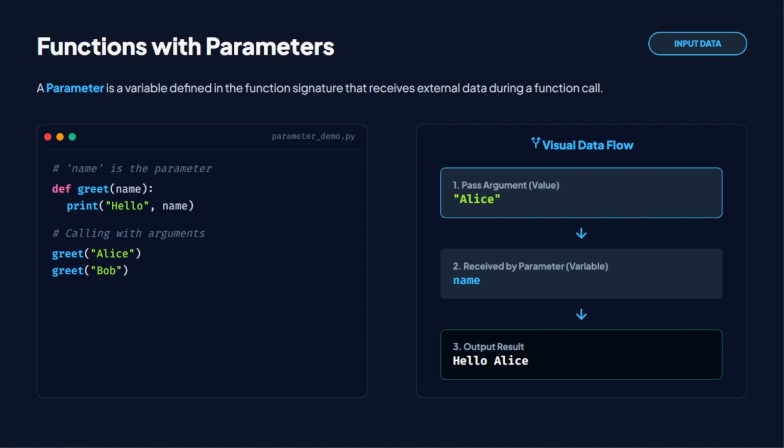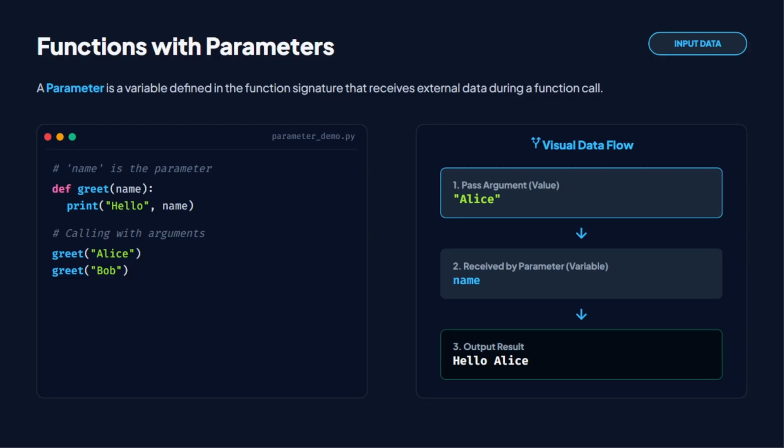Now let's clear up one of our biggest beginner confusions. Parameter and argument are not the same thing. They are closely related but have completely different meanings. Now look at the code. Here, name is the parameter, and because it is written inside the function definition, think of a parameter as a placeholder. It's like an empty box receiving something.